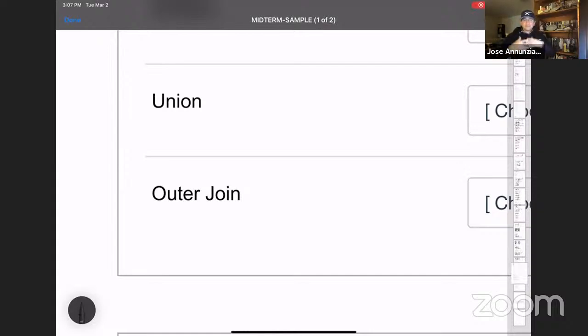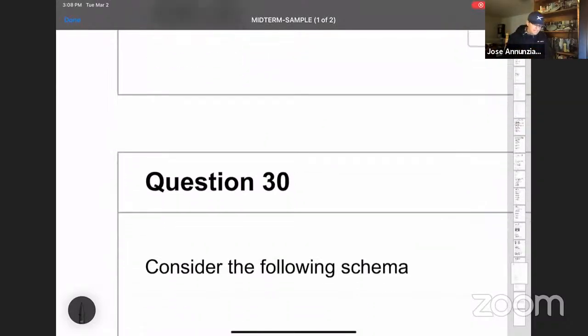When we talk about outer join, we have left outer join and right outer join, where you bring not only the records that match, that have a matching foreign key and primary key, you also bring some of the records that did not match, either from the left table or the right table, or all of them. You bring everything.